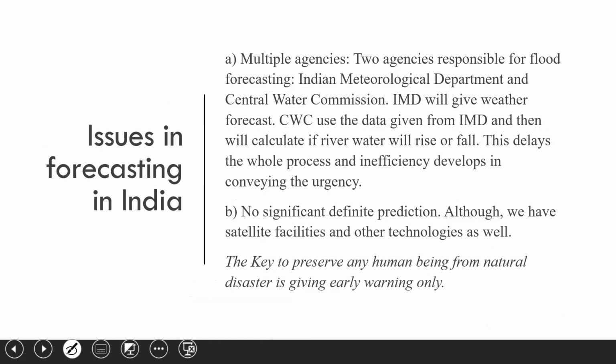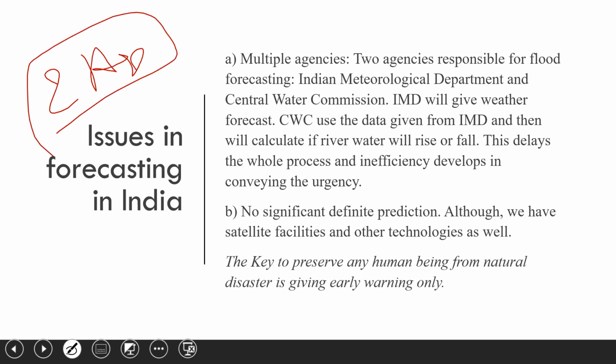Okay. So what are the issues behind flood forecasting in India? The only issue is that there are multiple agencies, and there is not much coordination between them. The lack of coordination and delay in forecasting create significant loss to life and property. This is the issue. So what are the multiple agencies?